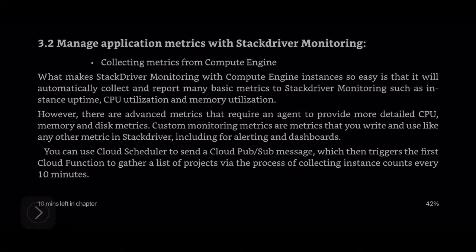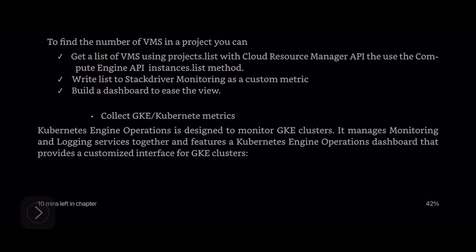Custom monitoring metrics are metrics that you write and use like any other metric in Stackdriver, including for alerting and dashboards. You can use Cloud Scheduler to send a Cloud Pub/Sub message, which then triggers the first Cloud Function to gather a list of projects via the process of collecting instance counts every 10 minutes. To find the number of VMs in a project, you can get a list of projects using Projects List with the Cloud Resource Manager API. Then use the Compute Engine API Instances List method. Write the list to Stackdriver Monitoring as a custom metric. Build a dashboard to ease the view.